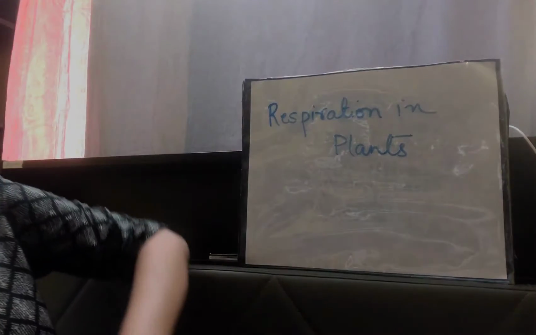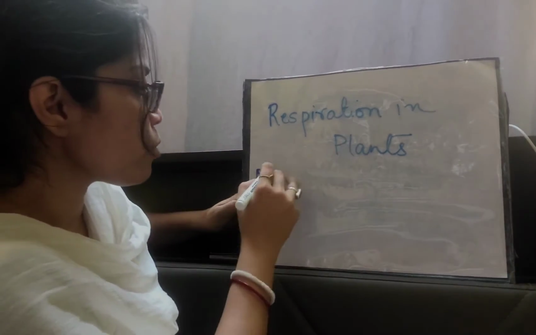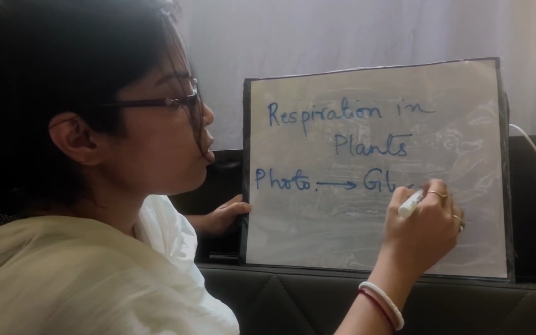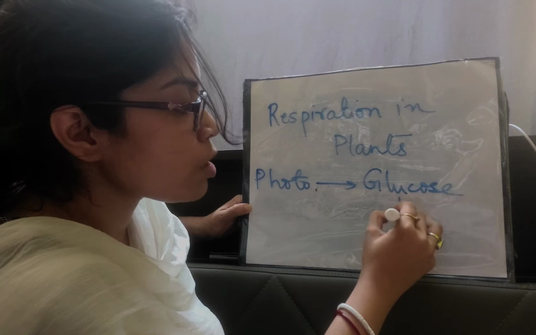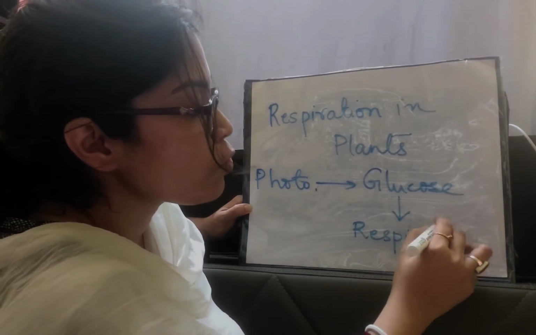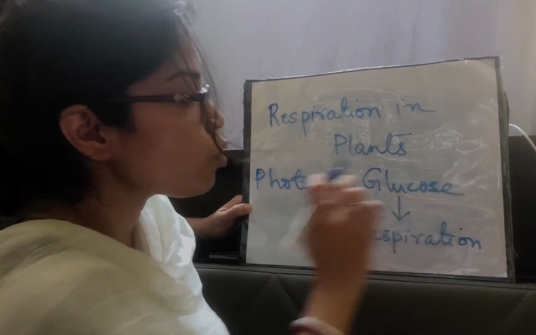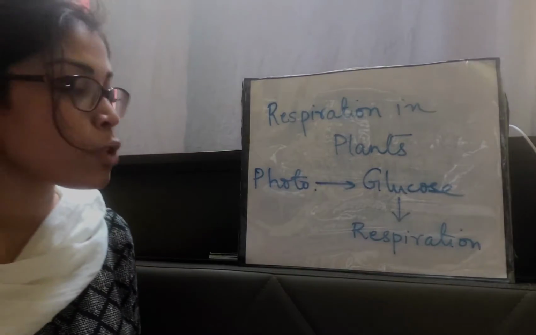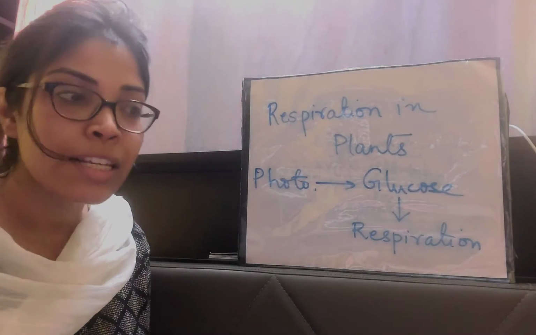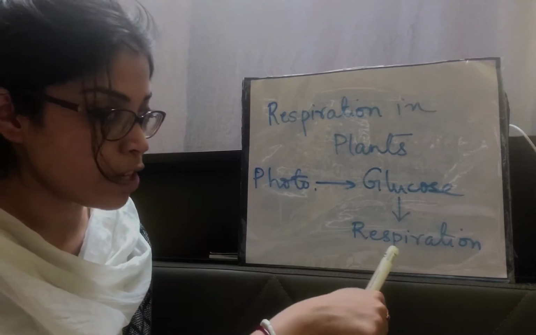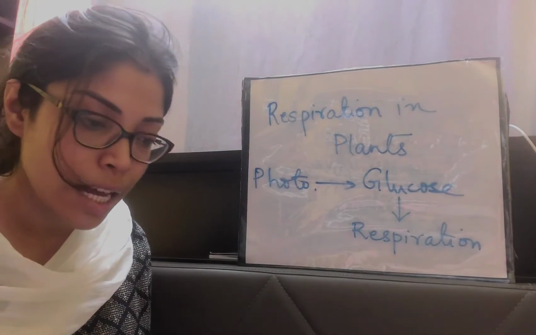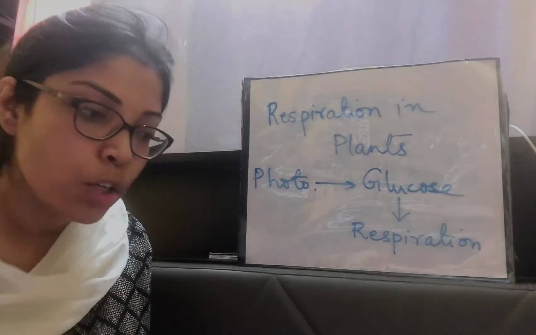Now this photosynthesis, suppose photosynthesis forms what? Glucose. Now this glucose is used up during the process of respiration to produce energy. This glucose is the common substance between the two main processes that plants perform, which are photosynthesis and respiration. So glucose is the common component between photosynthesis and respiration. Okay, look into the book.